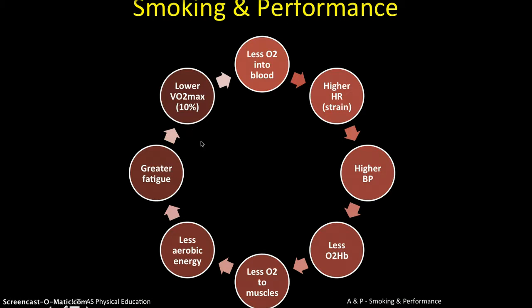So typically, smokers would have a lower VO2 max, and that means you have less potential to use oxygen in your muscles per minute to make energy. So you won't work as aerobically well.